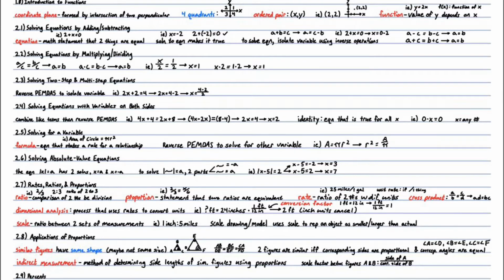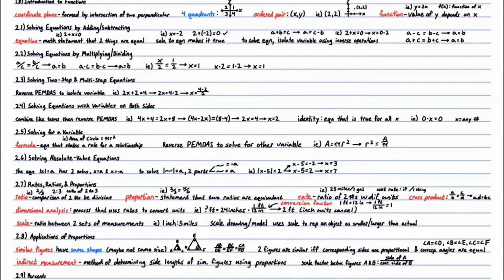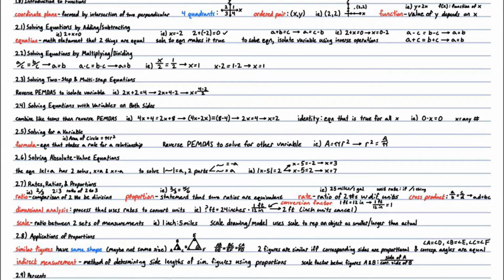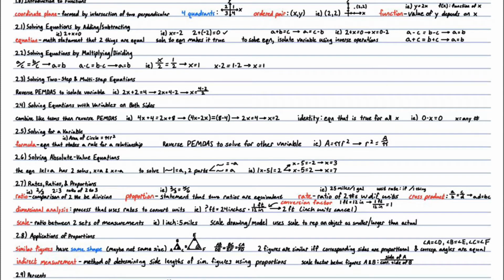Solving for a variable. A formula is an equation that states a rule for a relationship, i.e. the area of a circle formula is area equals pi times radius squared. Use inverse operations to solve for other variables.